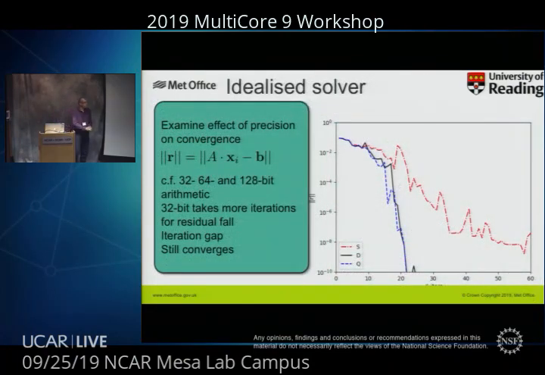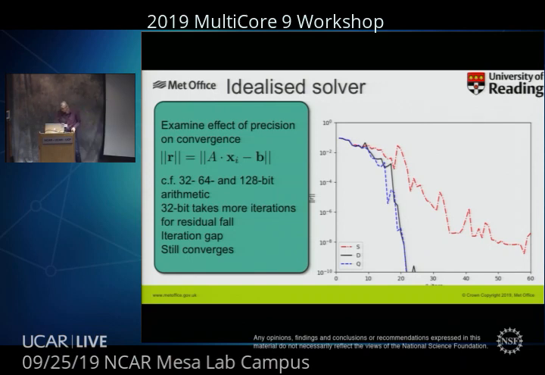Okay, so we tried this with an idealized solver. It's a toy model to start with. This looks at the effect of convergence on precision. So we looked at the residual vector in 32-bit, 64-bit, and 128-bit arithmetic. Okay, so here it is. You can see the value of the residual falls as we do more iterations, as you might expect. The double and quadruple precision stay close together. Eventually, they start coming apart way down here somewhere. But the point is, single precision does take longer, but at 10 to the minus 3, 10 to the minus 4, they're still very close together. But why are they not actually the same? There's a gap. 32-bit takes more iterations, so this is the iteration gap.